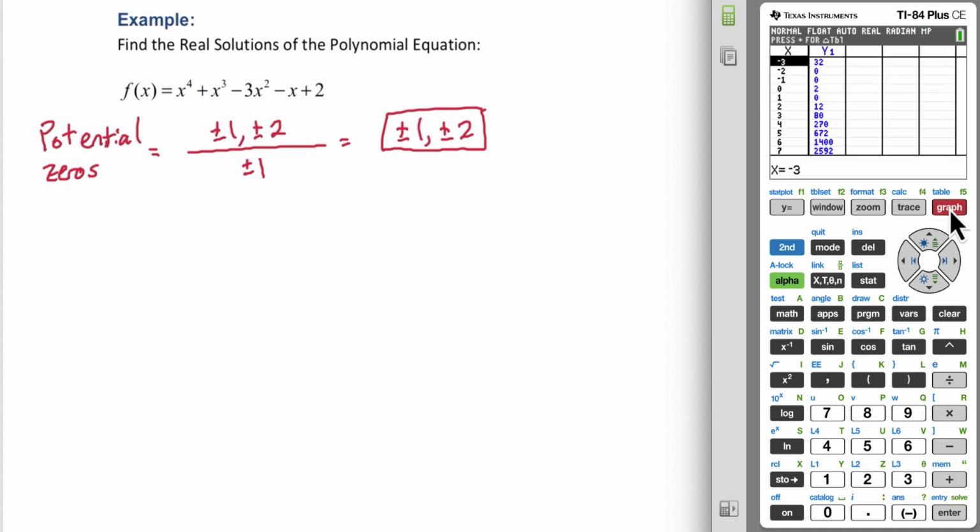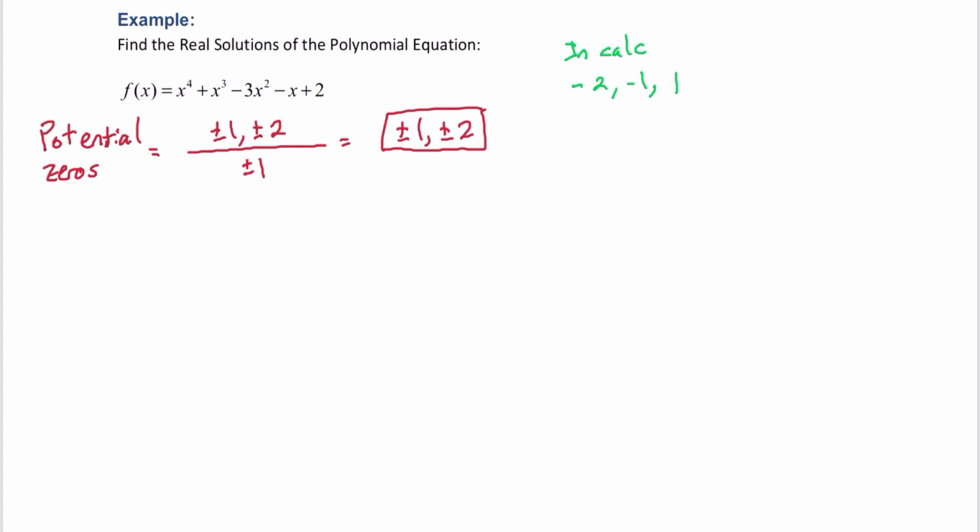Go then to the table, and remember we're looking for what is the x value when the y values are 0. So notice we have when x is -2, the y value is 0. When x is -1, the y value is 0. And another, when x is 1, the y value is 0. So let's just make a note of that. In the calculator, we found -2, -1, and 1.